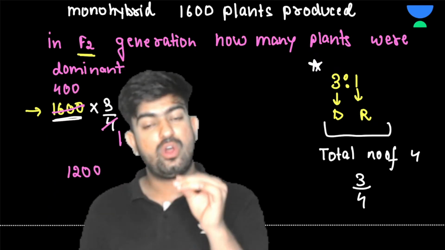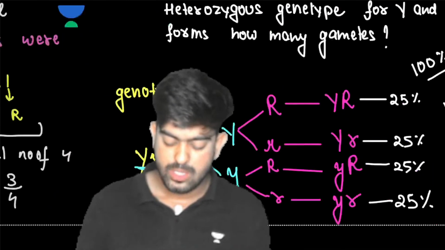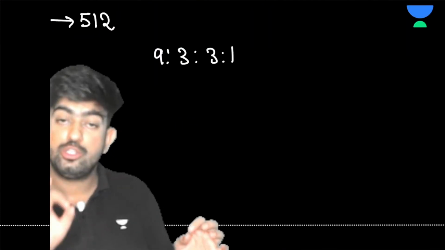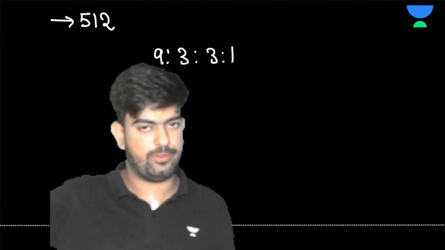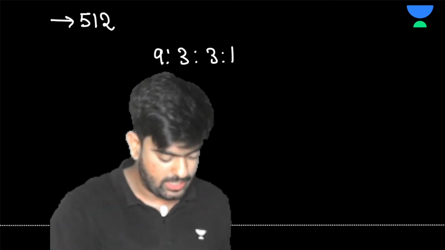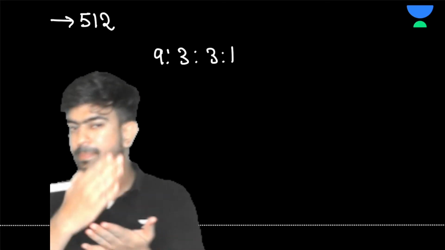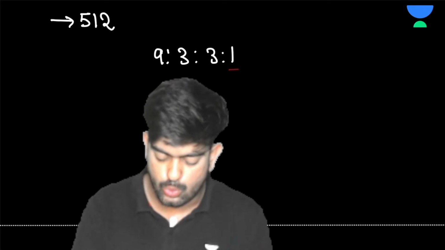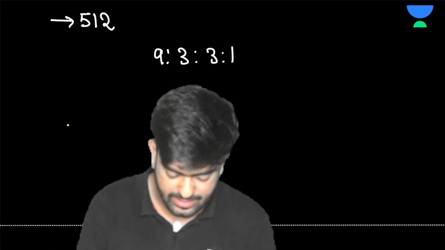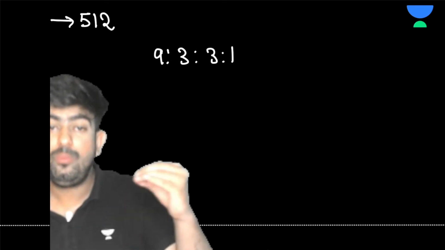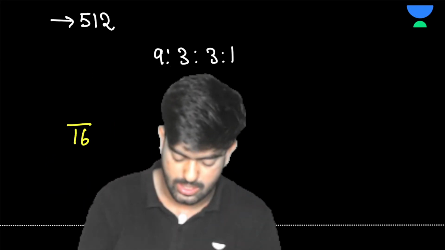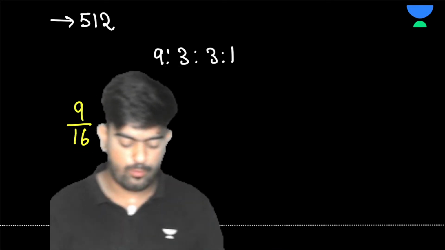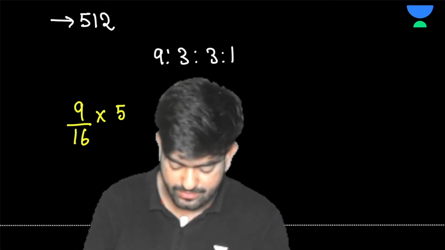We are going to solve this question in a similar manner. How many total plants do we have in a Mendelian dihybrid cross? 16. How? 9 plus 3 is 12, 12 plus 3 is 15, 15 plus 1 is 16. So the total is 16. Now, how many plants have the dominant character here? 9. Great. Now multiply it by 512.